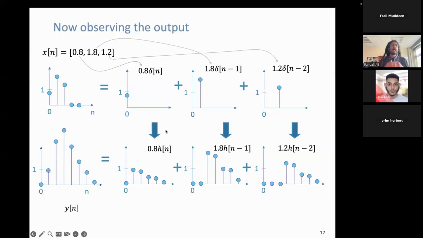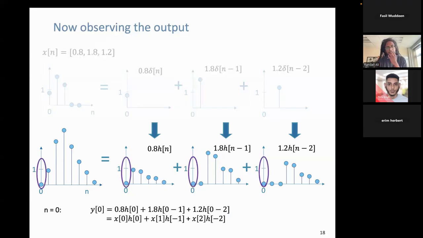And in fact, if we add that all up, you get your output y of n here. Now if you look at this mathematically, what's happening is I'm summing all of these scaled and shifted impulse responses up, right? If I look at the particular samples at the various values of n, for n equal to 0, it's basically adding up this sample here and this sample here. And I can write that out mathematically as follows.